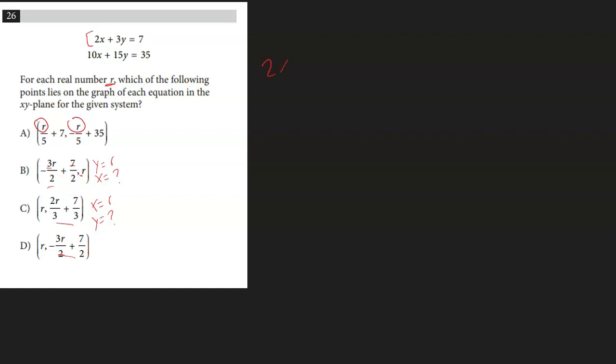So I'm taking 2x plus 3y equals 7. I'm going to plug in r for y. So that's now going to be 2x plus 3r equals 7. And so I'm trying to find what x equals. So I'm going to try to isolate this. So now I have 2x equals 7 minus 3r. And I'm going to do x equals, because I'm going to divide it all by 2, (7 minus 3r) over 2.